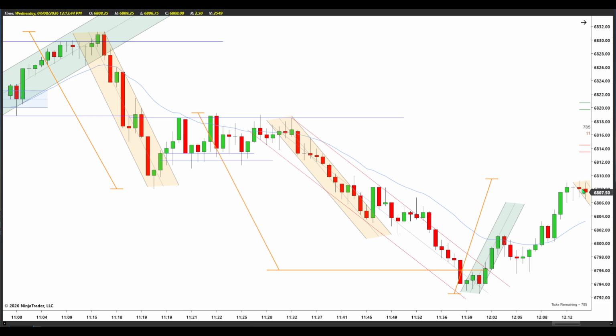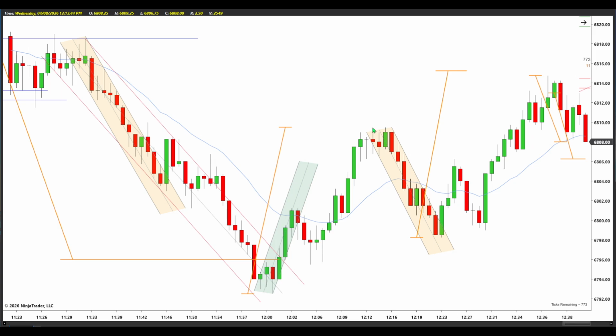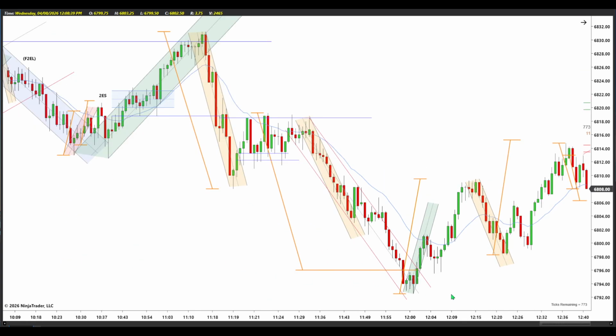Again, you have just kind of indecision. Is it moving back up? Is it moving back down? I have no idea. So ultimately, there's no trade area. Pushes down.